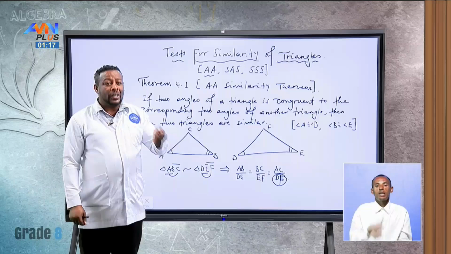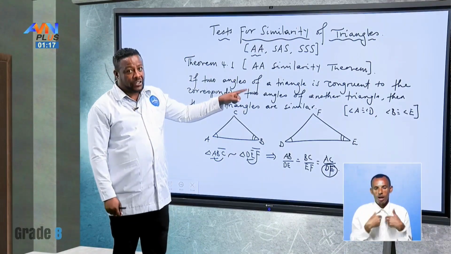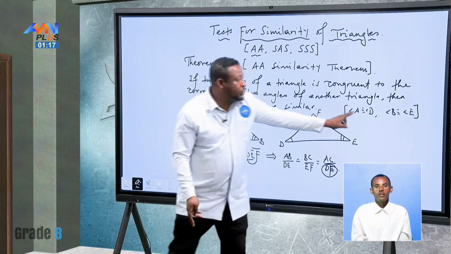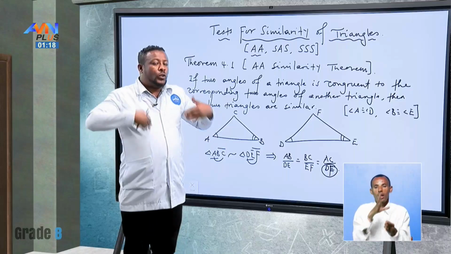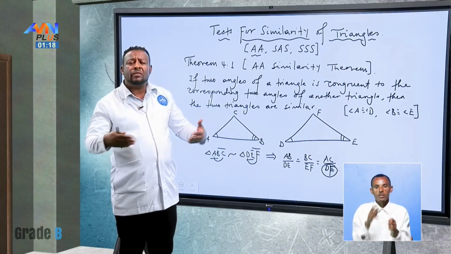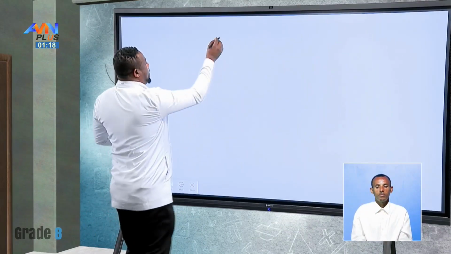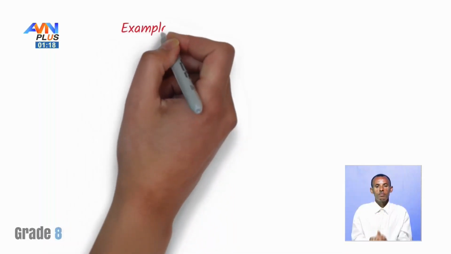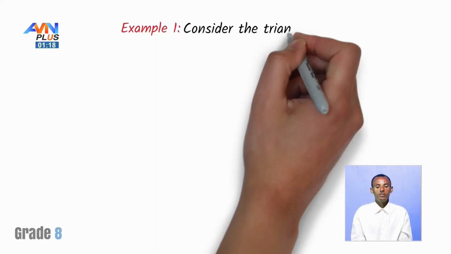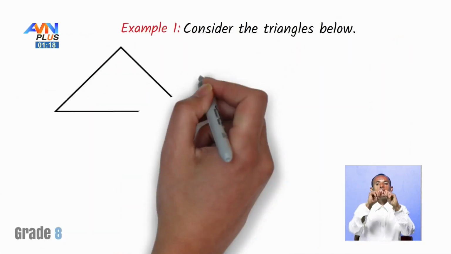The main thing that you can take from this theorem is that if you have two corresponding congruent angles, you can generalize that the two triangles are similar. Let me give you a very simple example of this kind. For example, consider the triangles below.